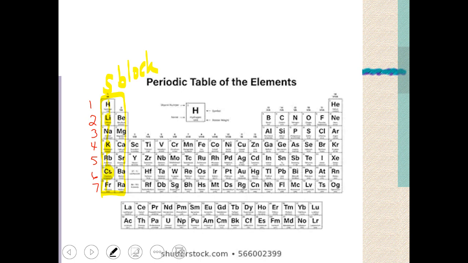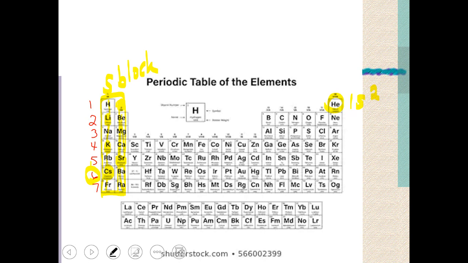I bet you could figure out what cesium will end with. 6s1. All of these elements will end with S2. If you wrote the configuration for strontium, it would end with 5s2. That is the S block. The helium ends with 1s2. You see how the helium would fit into that empty space over there.